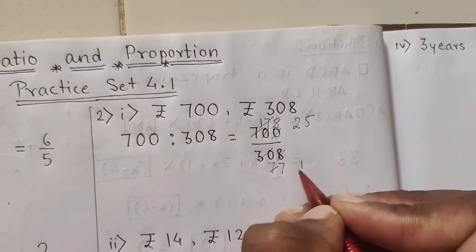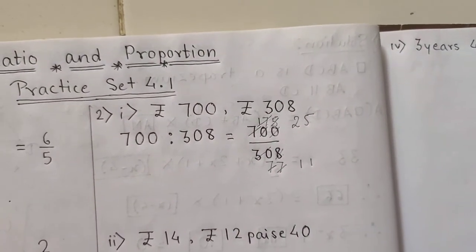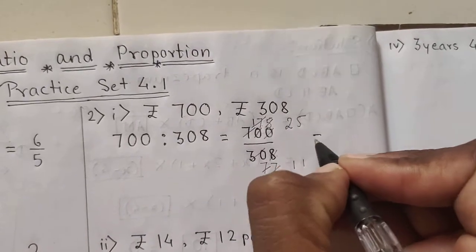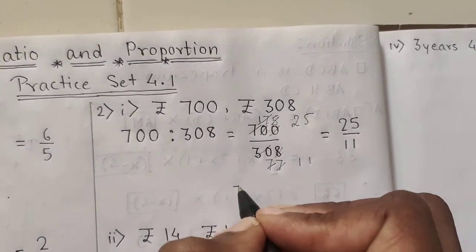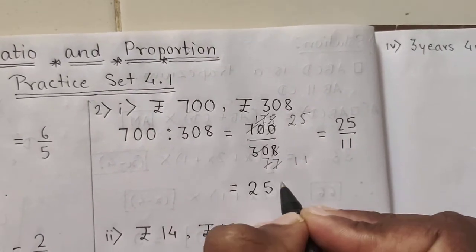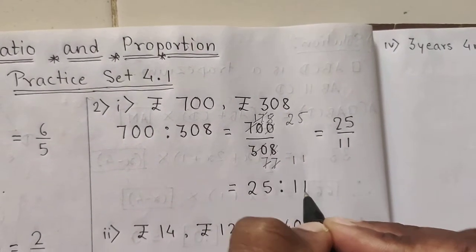And here 7 1s are 7. So what you got here? 25 upon 11. So we can write our answer as 25 is to 11.